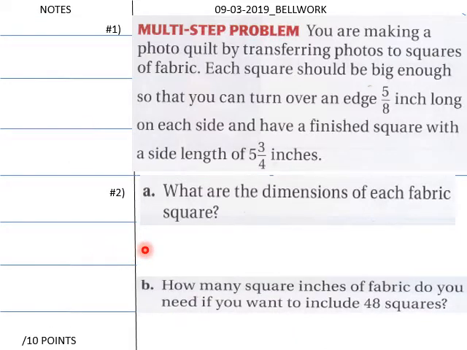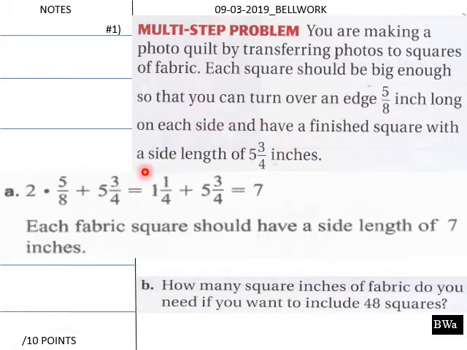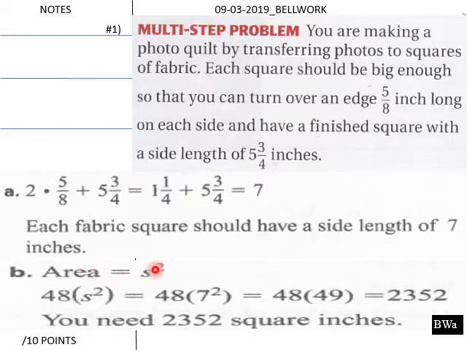Okay, welcome back. Students, hopefully you got this done. Here's A. Each fabric square should have a side length of 7 inches. And for B, the area equals s squared, side squared. So you need 2,352 square inches for that.